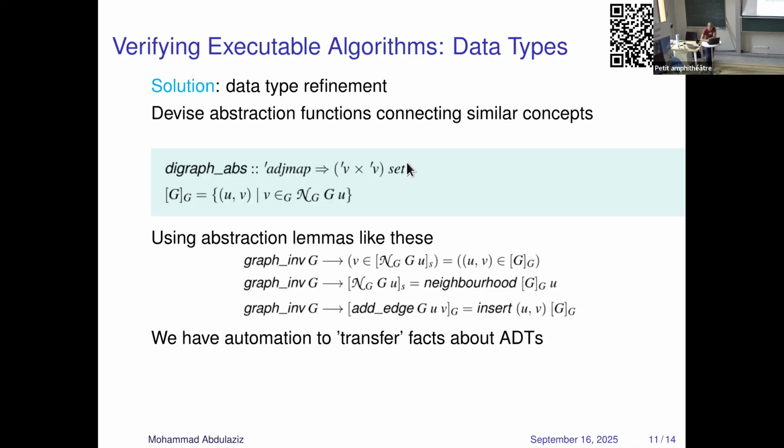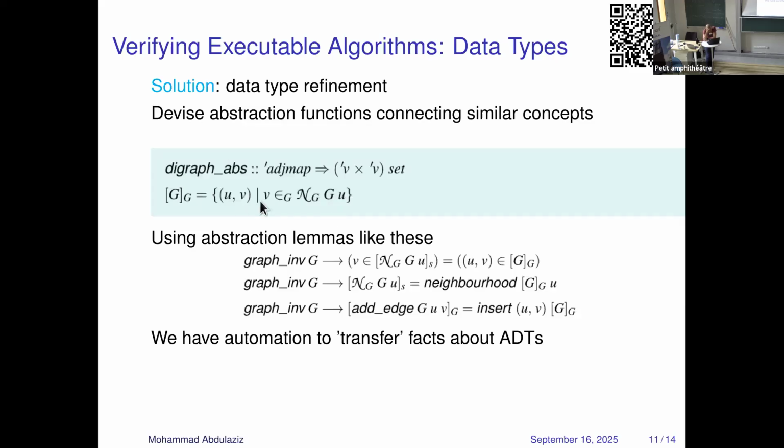For every data type, you come up with an abstraction function that connects the executable version of that data type with the mathematical version. So for example, here we have this thing that abstracts a directed graph. It takes an adjacency map and gives you a set of pairs, and it's defined that way.